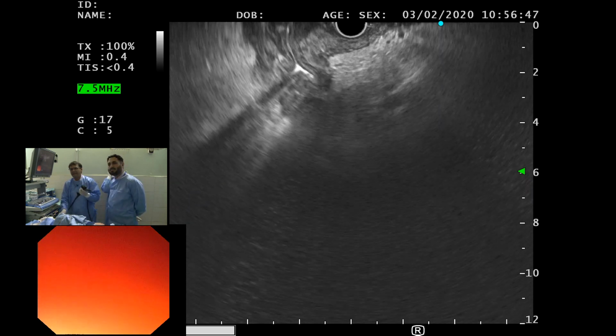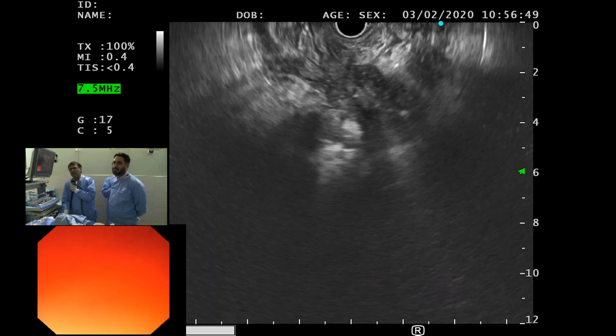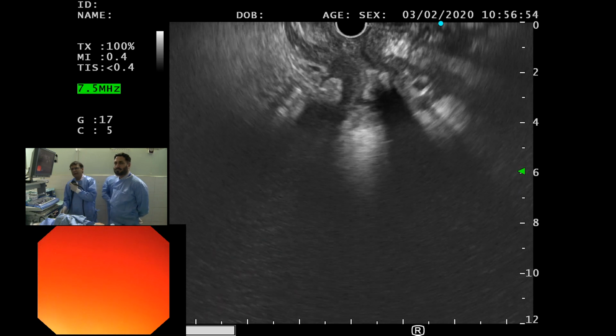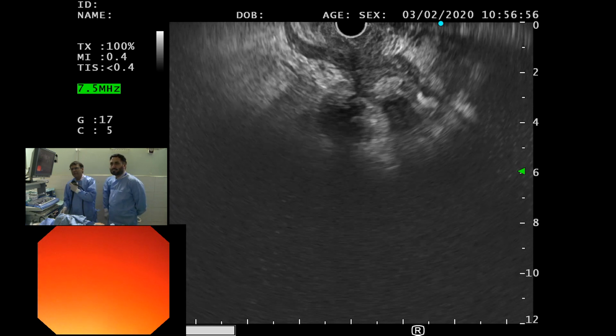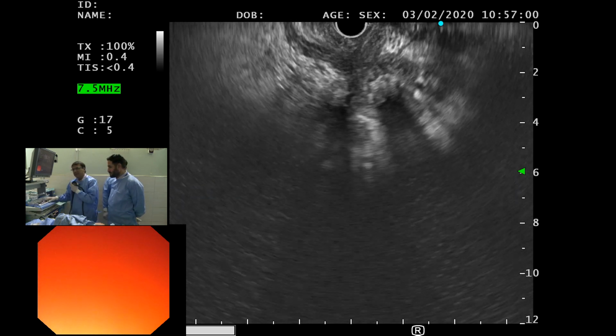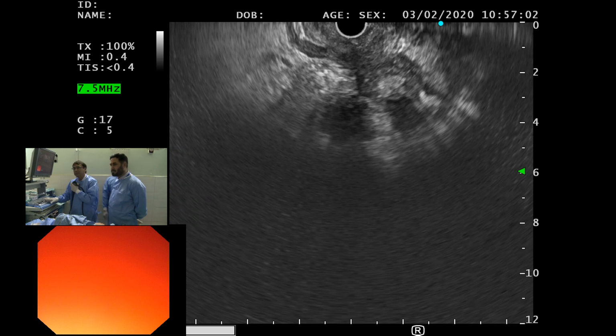Could you see the pancreatic duct at all? Not really. There may be. There is a duct right there, CBD. You see, right above the Doppler, where that hyperechogenic is. Can we have the Doppler on, please? Oh yeah.